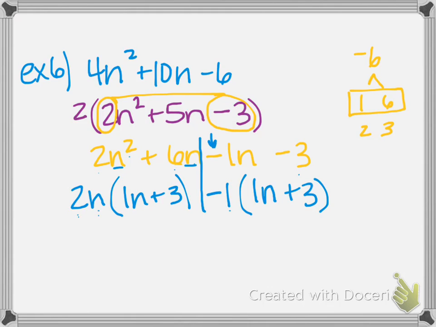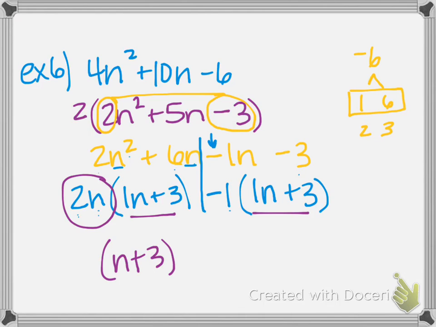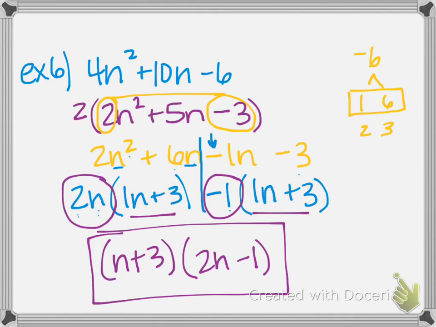Alright, we need to make sure our two parentheses match. We have n plus 3, n plus 3, so that's our first factor. And then our second factor, put those two GCFs together, so we have 2n minus 1. And there's our answer.